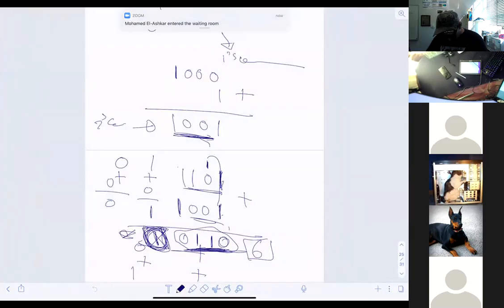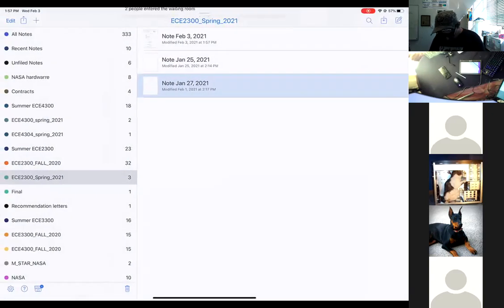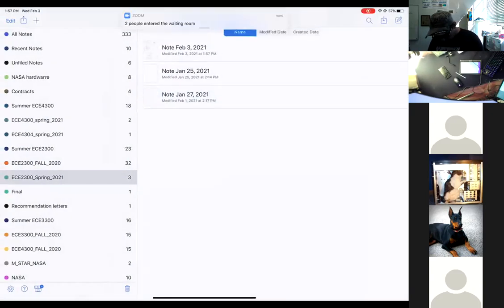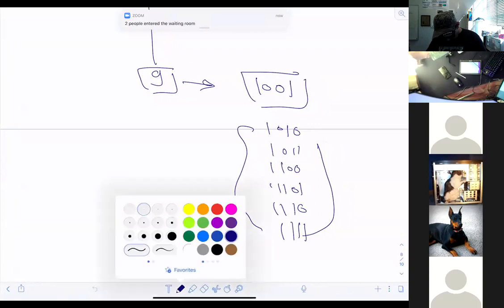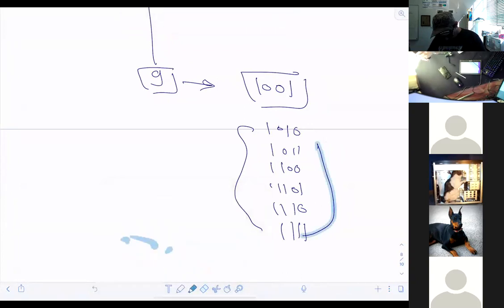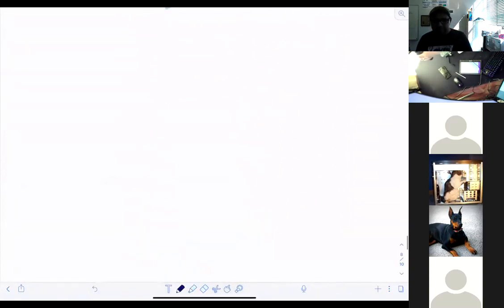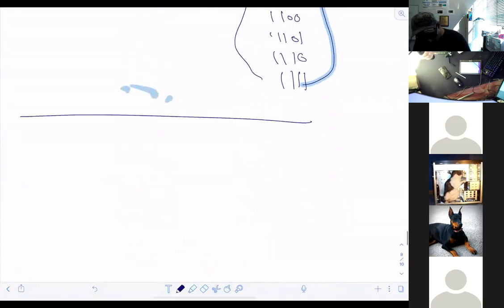Let me see. I don't know why my tablet is stuck. Oh, now it's moving. Okay, it's the glitch. Okay, so what do you say again?